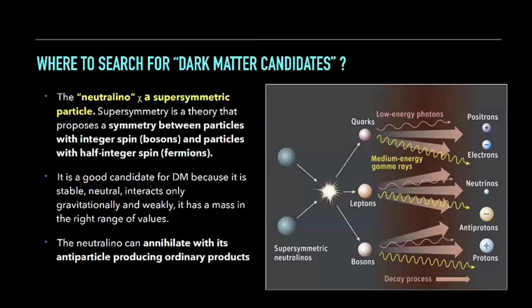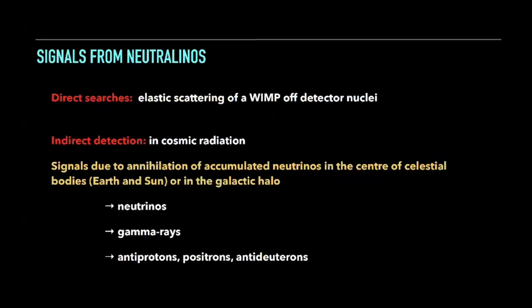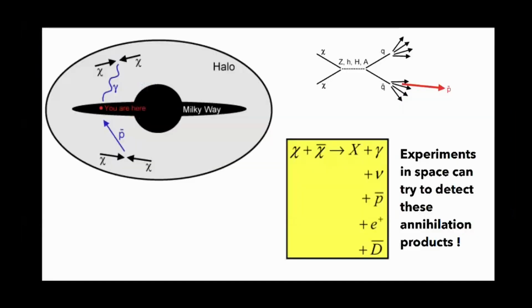And what does this neutralino do? This neutralino is hidden in the halo of the galaxy, and annihilates with its own antiparticle, producing a lot of secondaries which are ordinary matter like gammas, neutrinos, antiprotons, positrons, and so on. So we are searching in cosmic rays for a possible annihilation of this dark matter candidate.